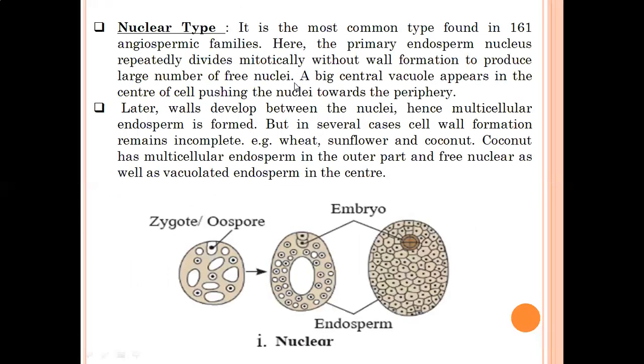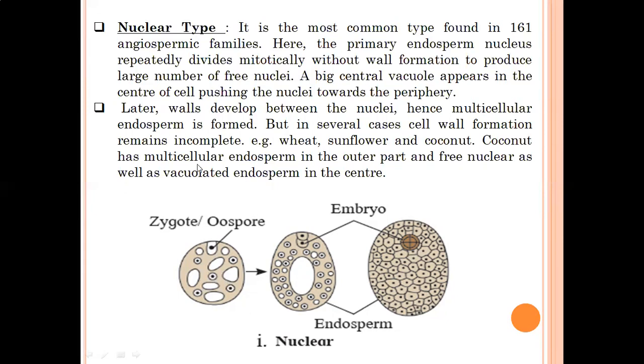First, nuclear endosperm. See in this diagram, it is the most common type, found in 161 angiosperm families. Almost 161 angiosperms show the nuclear type of endosperm. Here the primary endosperm nucleus repeatedly divides mitotically. See, first one cell, then it divides into 2, then 4, like this. So it is the zygote or oospore. Here the primary endosperm nucleus divides repeatedly without any wall formation, just the nucleus divides.